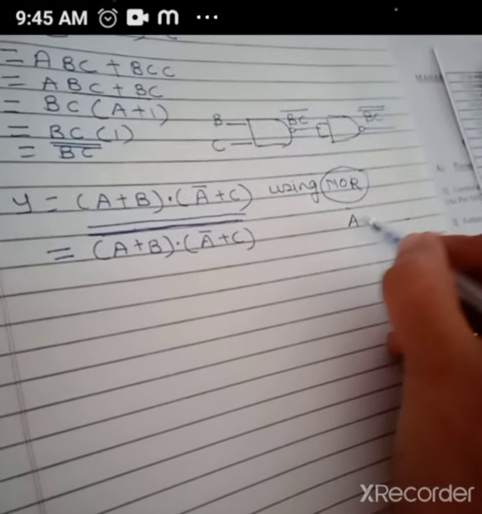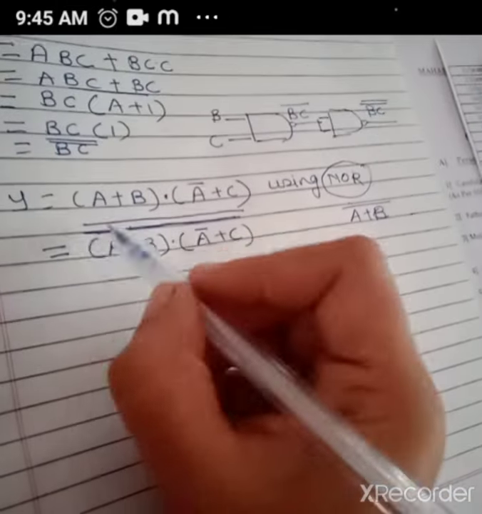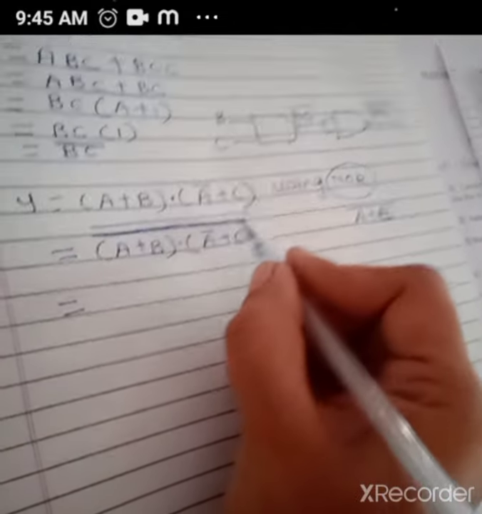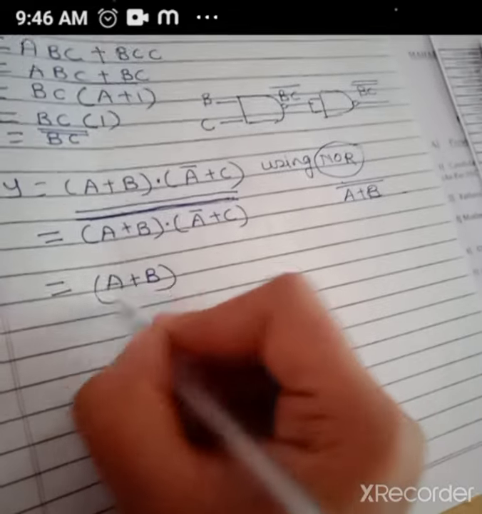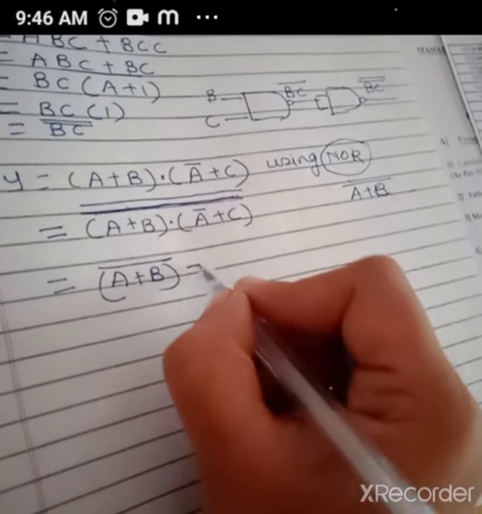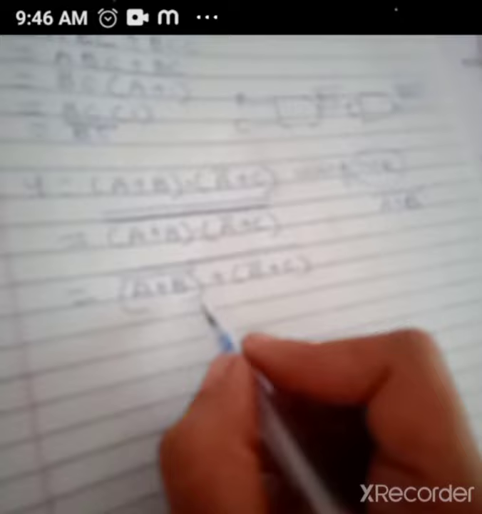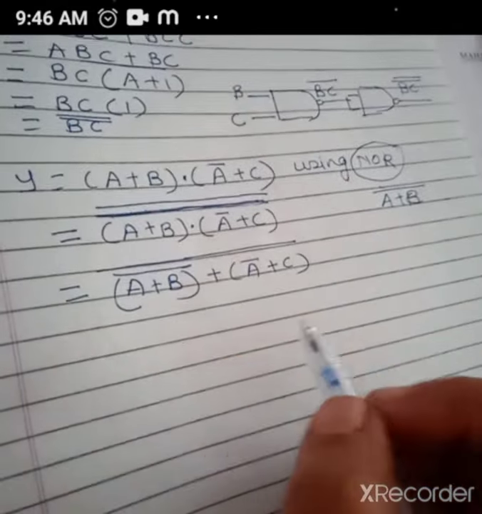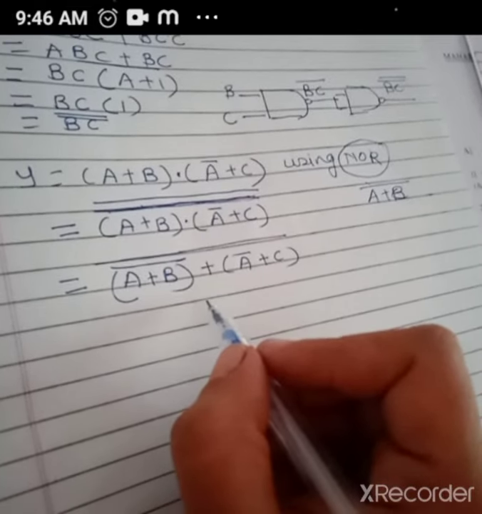NOR signs means only plus and complements, right? Like this. So what we have done? We have given double bar. Now we are going to separate this bar. So if we separate this bar, it will look like this. If we observe this equation, it will contain only plus and complements. That means this is converted into NOR logic.